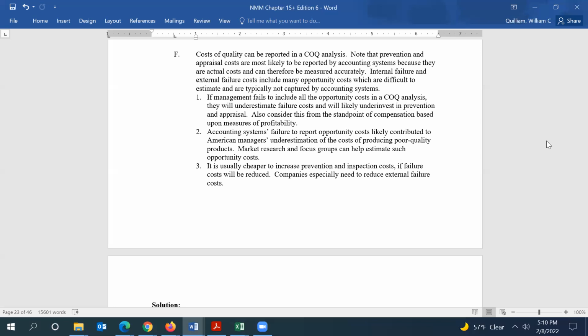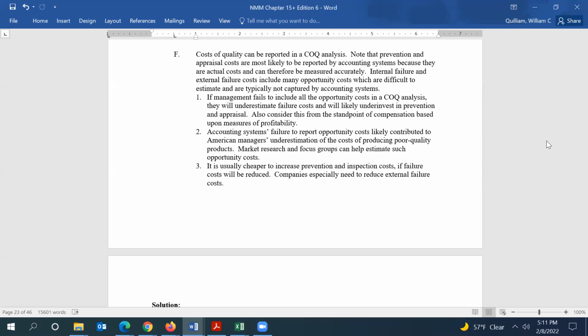Well, if management fails to include all the opportunity costs in a COQ analysis, they will underestimate failure costs and will most likely underinvest in prevention and appraisal. Also consider this from the standpoint of compensation based upon measures of profitability. Well, they think they're improving their bottom line of net income, and they are temporarily. But later on, this comes back to bite them, just like in a big way it did to Detroit automobile makers. So by that time, though, oftentimes management is out of it. So they don't suffer the repercussions, at least not that management team.